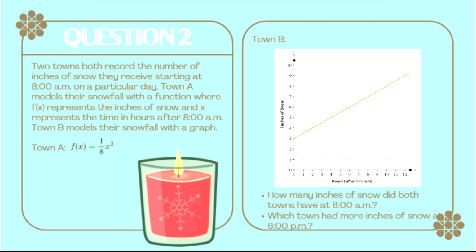Moving on. Question 2. 2 towns both record the number of inches of snow they received starting at 8 o'clock a.m. on a particular day. Town A models their snowfall with a function where f of x represents the inches of snow and x represents the time in hours after 8 o'clock a.m. Town B models their snowfall with a graph. So here's the formula, and here's town B. How many inches of snow did both towns have at 8 o'clock a.m.? And which town had more inches of snow at 6 o'clock p.m.?